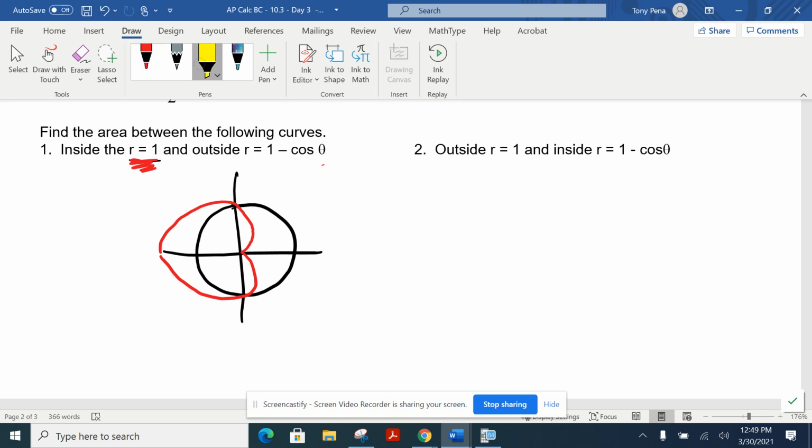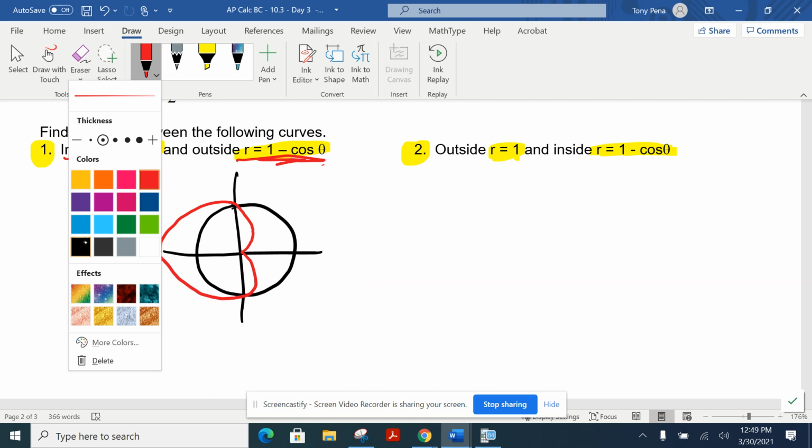Okay, I don't know if we're going to get all the way through this one, and I don't necessarily want to rush, but let's talk about 1 and 2 together. And then maybe we'll do these tomorrow. Same exact equations, right? R equals 1, R equals 1, R equals 1 minus cosine theta, R equals 1 minus cosine of theta. So the exact same equations, but understand how these, while they're using the same equation, are very much different. This one is asking us to stay inside of the circle, but outside of the cardioid.